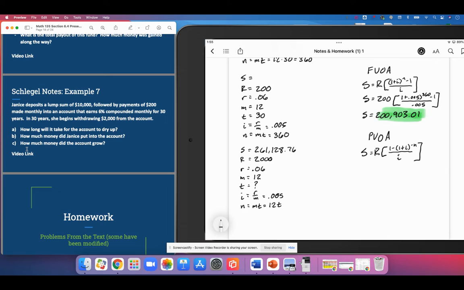So we have, in place of S, $261,128.76. For R, we've got 2,000. Should probably move that down a little bit so that it sits a little bit better in the equation. And then I've got 1 minus 1 plus 0.005 to the negative 12t over 0.005.